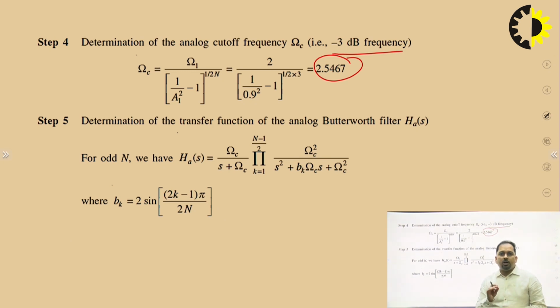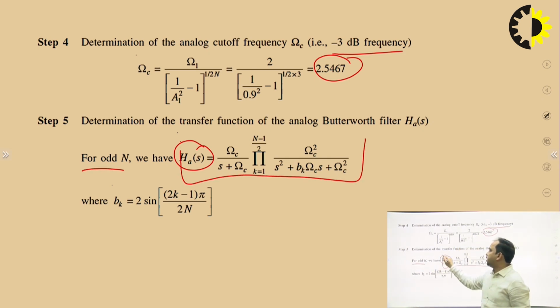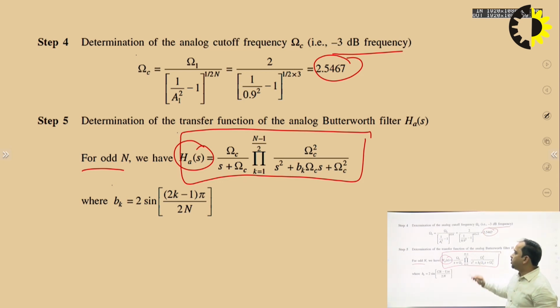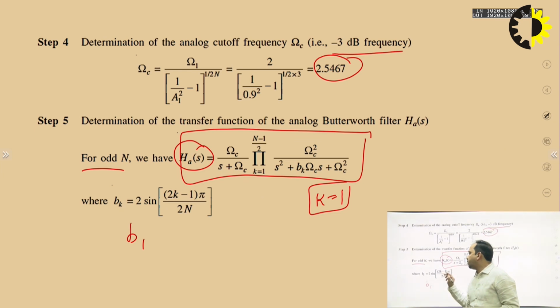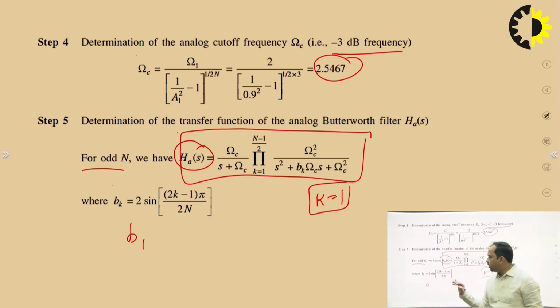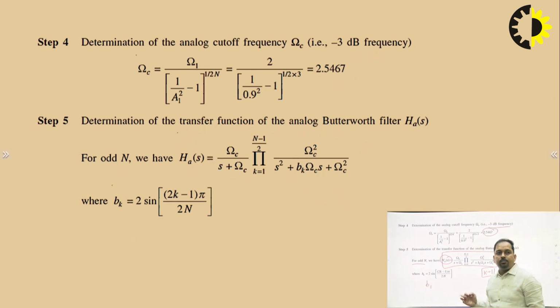Now that the cutoff frequency and the filter order are calculated, we'll be able to write down the transfer function of the analog prototype low pass filter, which is given by H(s), and the filter order was odd. If the filter order is odd, we have already seen what kind of transfer function is there. Now n equals 3, so 3 minus 1 is 2, 2 by 2 is 1, so k equals 1. If k equals 1, we have only b1. We can easily calculate the value of b1 and put it in our transfer function.